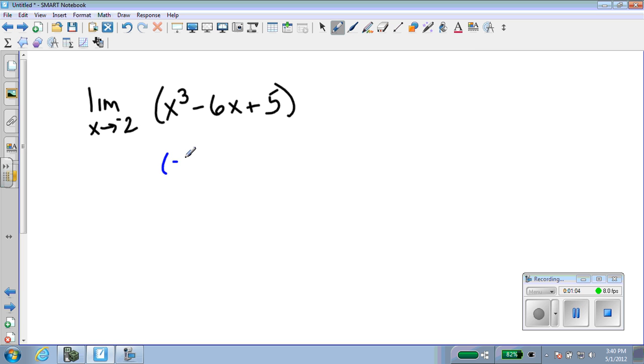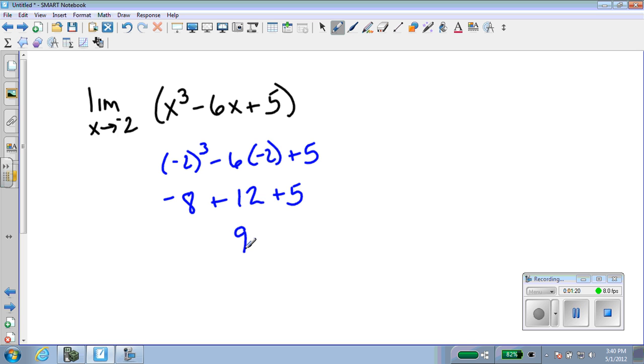So -2 cubed minus 6 times -2 plus 5. So this is -8 plus 12 plus 5. So the limit is 9.